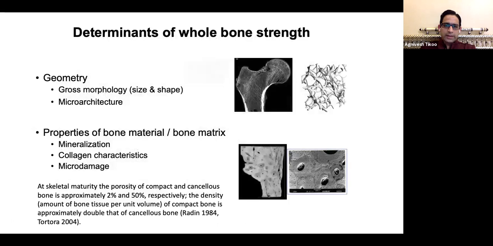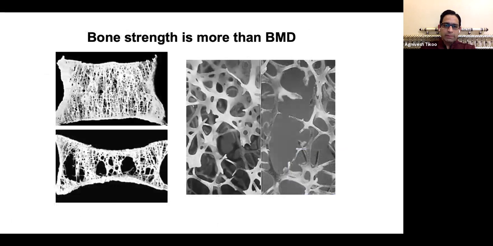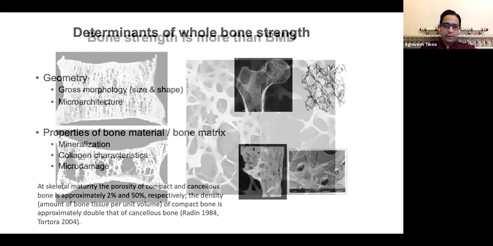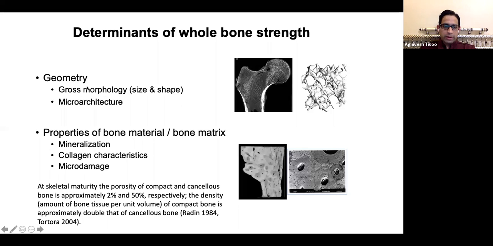So we try to understand that bone strength is more than BMD. It's not the only value. It depends upon the geometry, microarchitecture, and many other things.